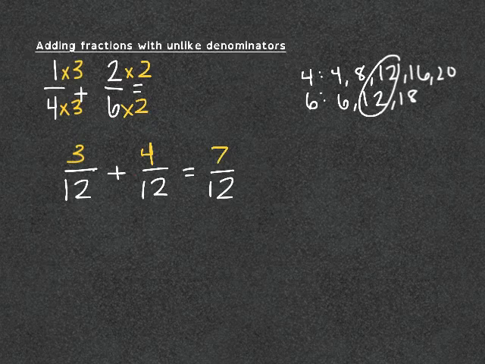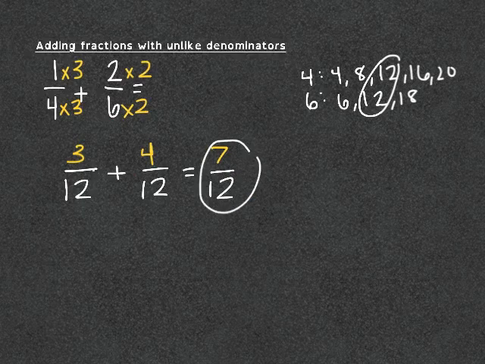Our final step is to simplify. And so we have to list the factors or think of the factors for 7 and 12. And if they share any factors, then we can divide the 7 and 12 by that factor. We can't. The only factor they share is 1. So our final answer is 7 twelfths.